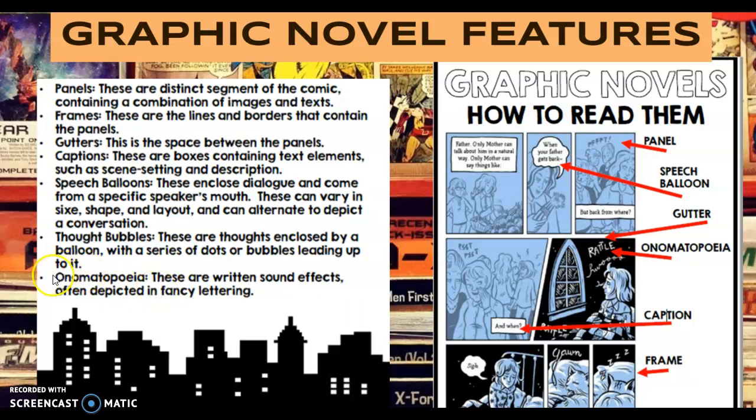And then our last one here is onomatopoeia. If any of you guys remember last year from our poetry unit, onomatopoeia is one of our poetry terms. These are the written sound effects that often appear in a graphic novel. So if you look over here, it says rattle. Or think about when you'll see those things that say like boom, crash, slam. Those are onomatopoeias.